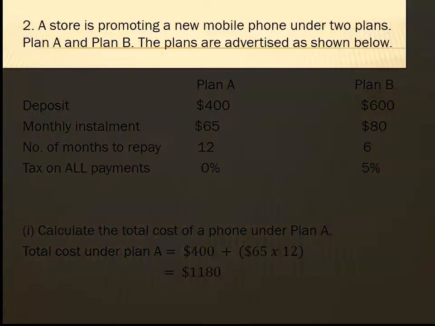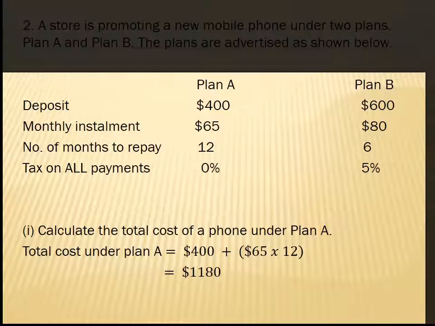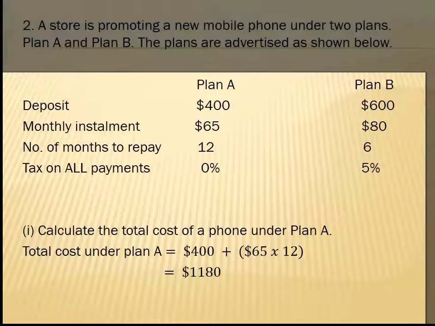Number 2. A store is promoting a new mobile phone under 2 plans, Plan A and Plan B. The plans are advertised as shown below. Part 1. Calculate the total cost of a phone under Plan A. So the total cost would be the deposit of $400 plus 12 installments of $65, and since it's 0% tax, none will be added, so this would give us $1,180.